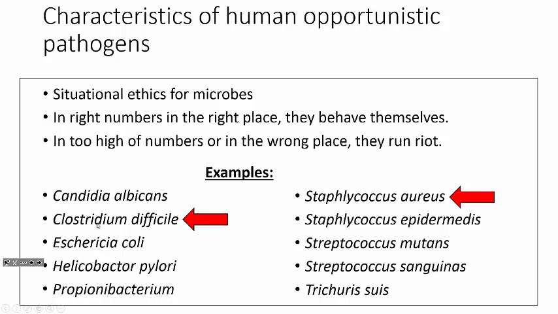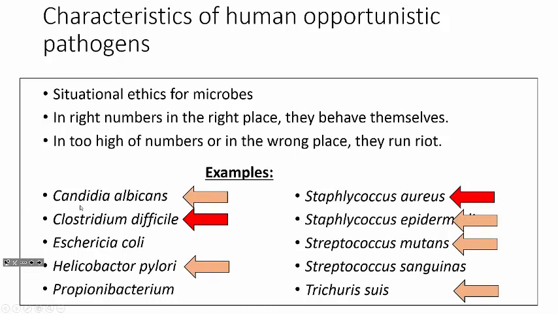So these two are examples of, one, strain variation, and two, virulence. So virulence is a measure of the severity of disease they cause. So both of these are virulent opportunistic pathogens. So in other words, if they get in too high of numbers, or you get in the wrong place, or for strain variation, pick up genes for toxins, then they are more virulent and they're more likely to be a true pathogen.